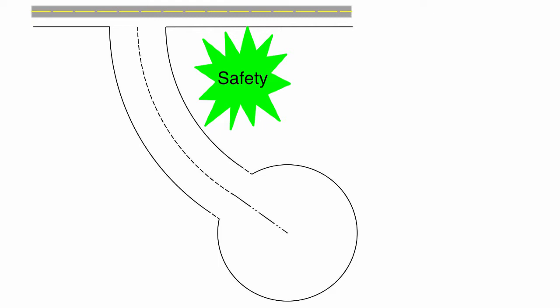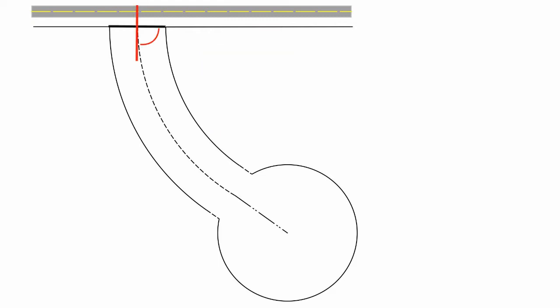Safety design requirements demand that roads intersect as near as possible to 90 degrees. This allows the driver to easily look in both directions before entering the intersection. The cul-de-sac road that is shown intersects the existing road at 90 degrees.